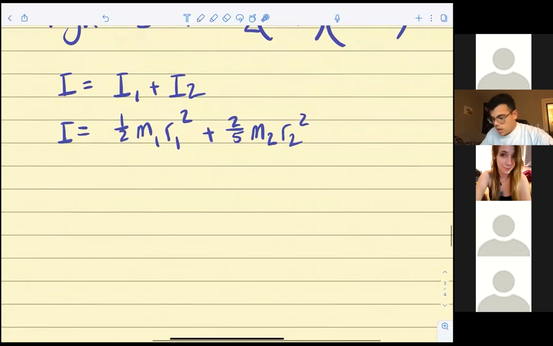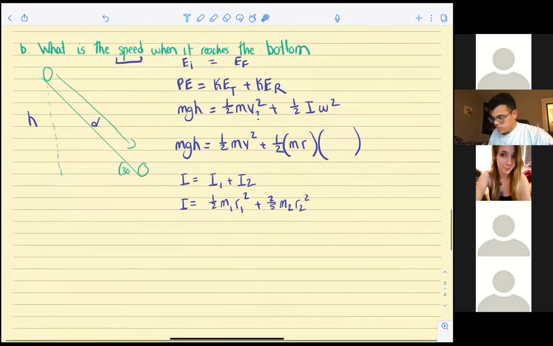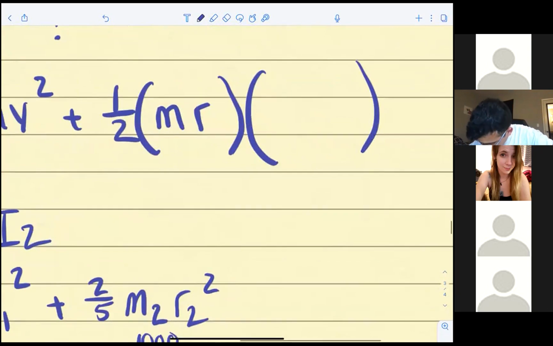But the problem states all of the mass is contained in the disk. Somebody wants me to zoom out. The problem states in the third sentence, most of the mass is contained in the disk. So if this is like 1,000 and this is like 0.2, isn't I2 significantly greater than I1? And I is roughly equal to I2? Is everybody okay with that argument? The moment of inertia of the cylinder does not matter, because the mass of the system is contained in the disk. So this is our disk.